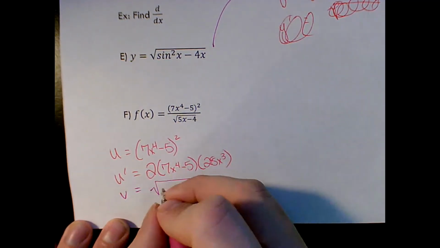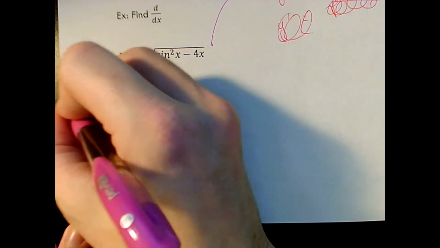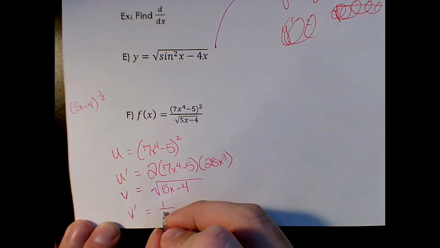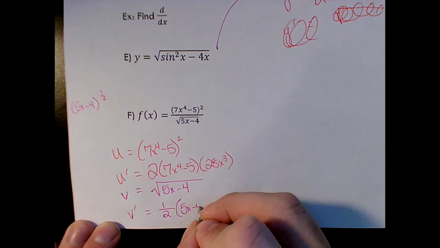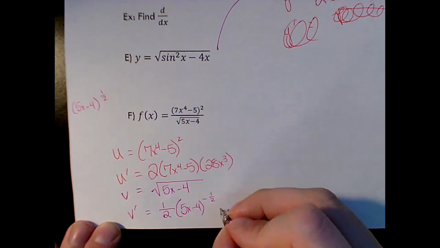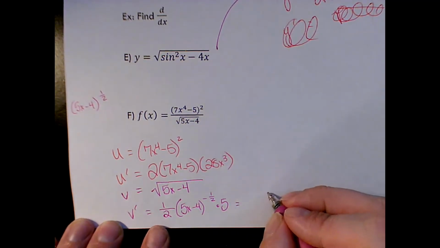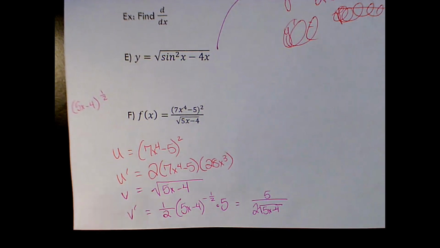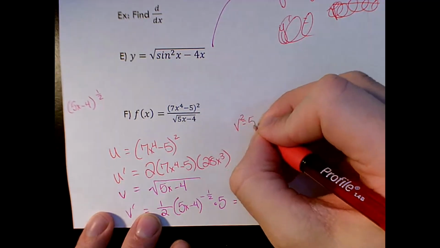V is going to be the square root of 5x minus 4, which, by the way, could also be written as 5x minus 4 to the 1/2. So V prime is going to have me bring that 1/2 out front. 5x minus 4 stays on the inside, negative 1/2 because you subtract 1, multiply the whole thing by 5. And that ends up looking like 5 over 2 times the square root of 5x minus 4. And v squared is actually the easiest part, because the square root squared becomes just the regular old thing.